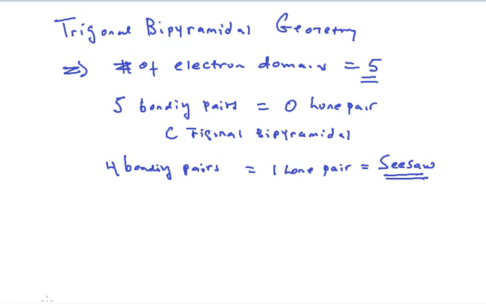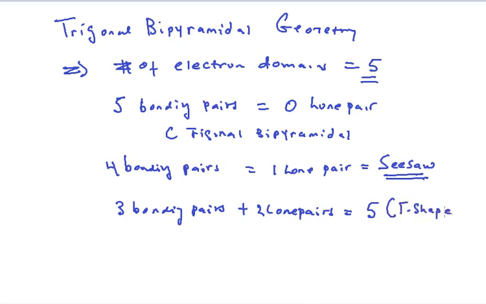Then we will have 3 bonding pairs and 2 lone pairs. In this case again you have a 5 electron domain geometry, but this time the molecular geometry is called a T-shaped geometry.